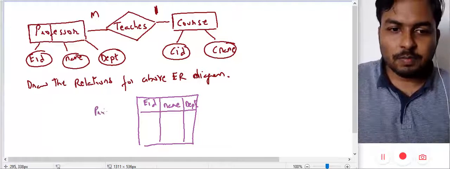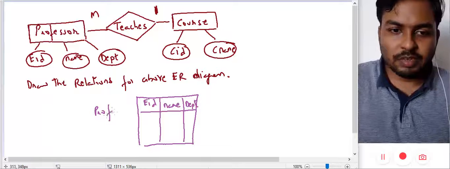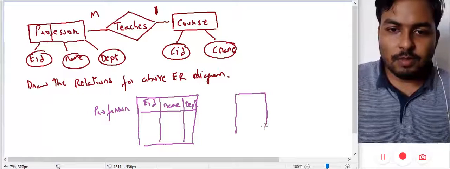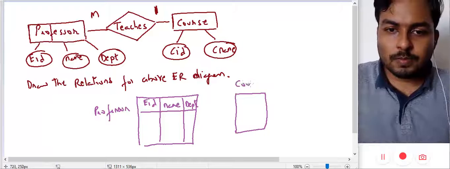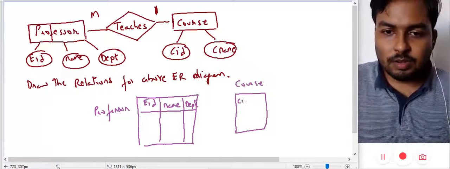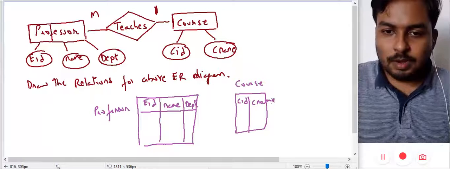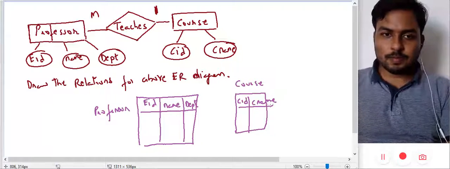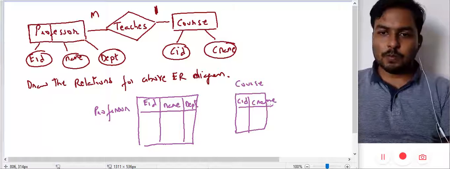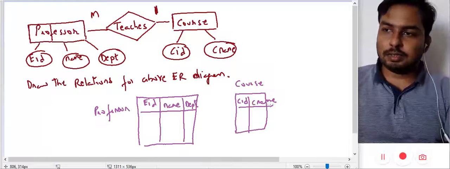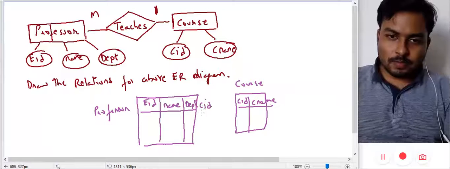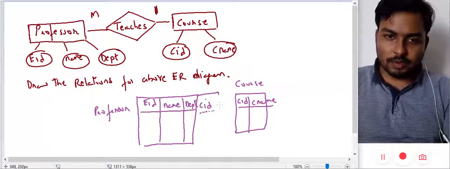What is the relation name? You have to write it on the top: it is professor. And you have to draw another table. The table name would be course. We'll have columns course ID and course name. So in the professor table we will have course ID as well, as a foreign key. Correct.